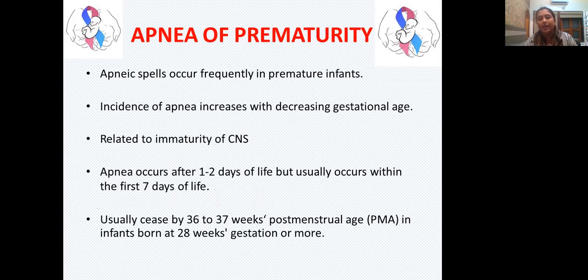So this is mainly related to the immaturity of CNS, and the characteristic of apnea of prematurity is that apnea occurs after 1 to 2 days of life, but within the first week of life, or within the first 7 days of life. If the apnea has occurred beyond 7 days of life, then we have to look into other reasons. And apnea of prematurity usually ceases by 36 to 37 weeks of postmenstrual age in infants born at 28 weeks gestation or more.